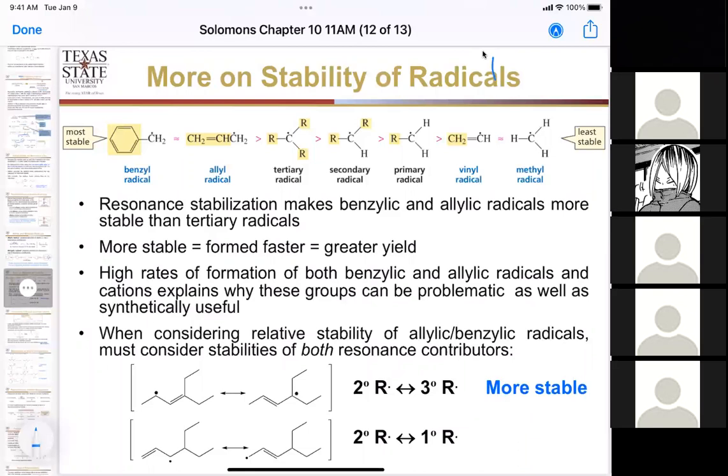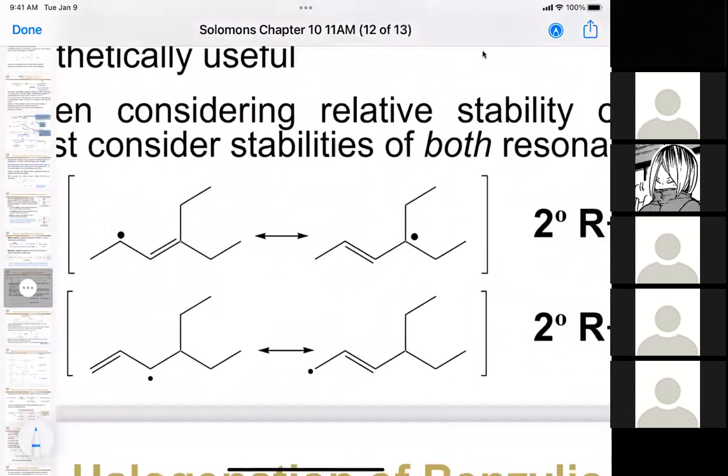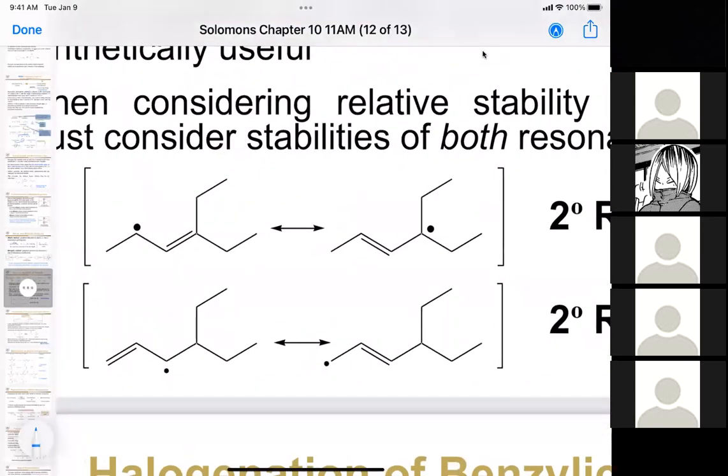And so we have higher rates of formation for benzylic and allylic radicals, but what if you have an unsymmetrical molecule? Now you're going to have selectivity. So let's look at these two right here. All right, so if we started with our radical abstraction out here on the secondary carbon, we're going to have it resonating back and forth, but look at this. This is a tertiary radical. This is a secondary radical, okay?